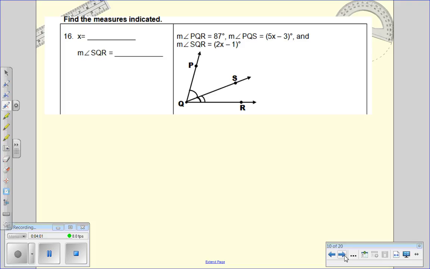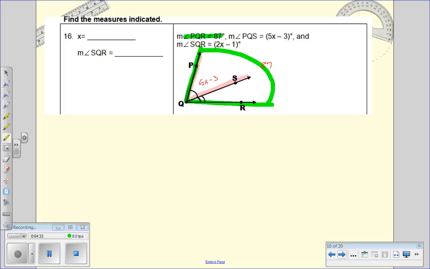On 16, we're going to find the measure that is indicated. Let us start by labeling our picture. We are given PQR. So I start at P, go to Q, end at R. Notice that is the whole big angle that is equal to 87 degrees. And then we're also given that PQS. So start at P, go to vertex Q, end at S. That's the one on the top inside. This angle is equal to 5x minus 3.